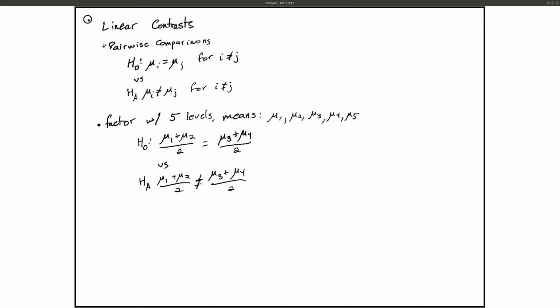So you might say, well, this seems like a strange thing to do. Why would you want to test if the average of 2 of the means is equal to the average of 2 other means? And I'll show you in the next video an example where this actually makes a lot of sense.